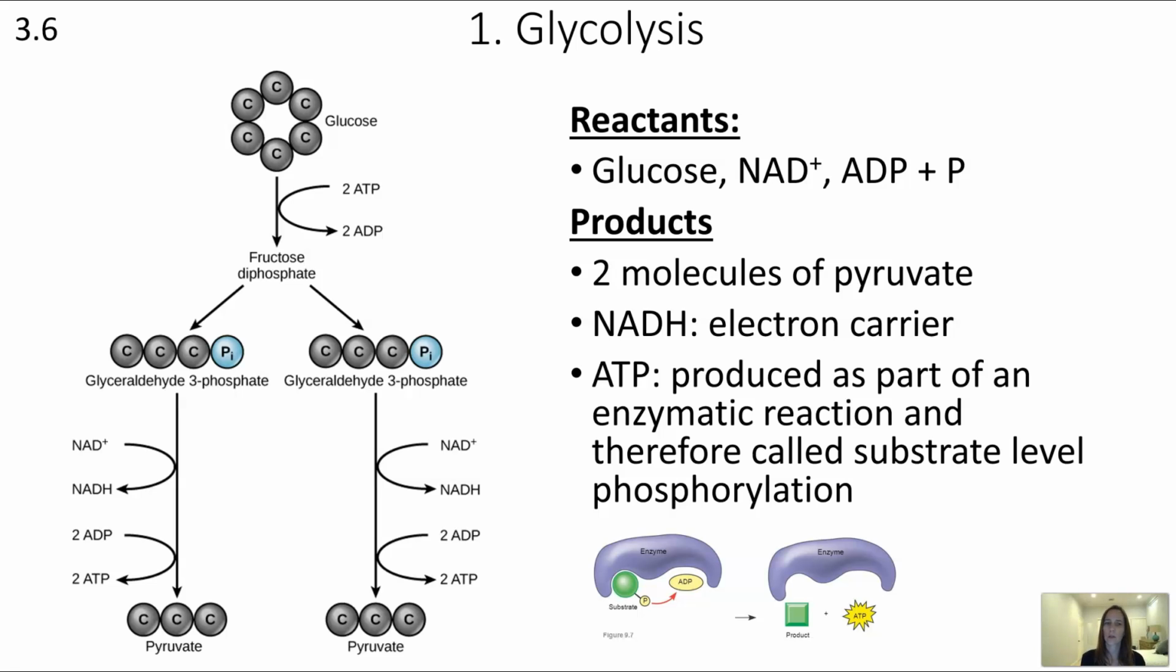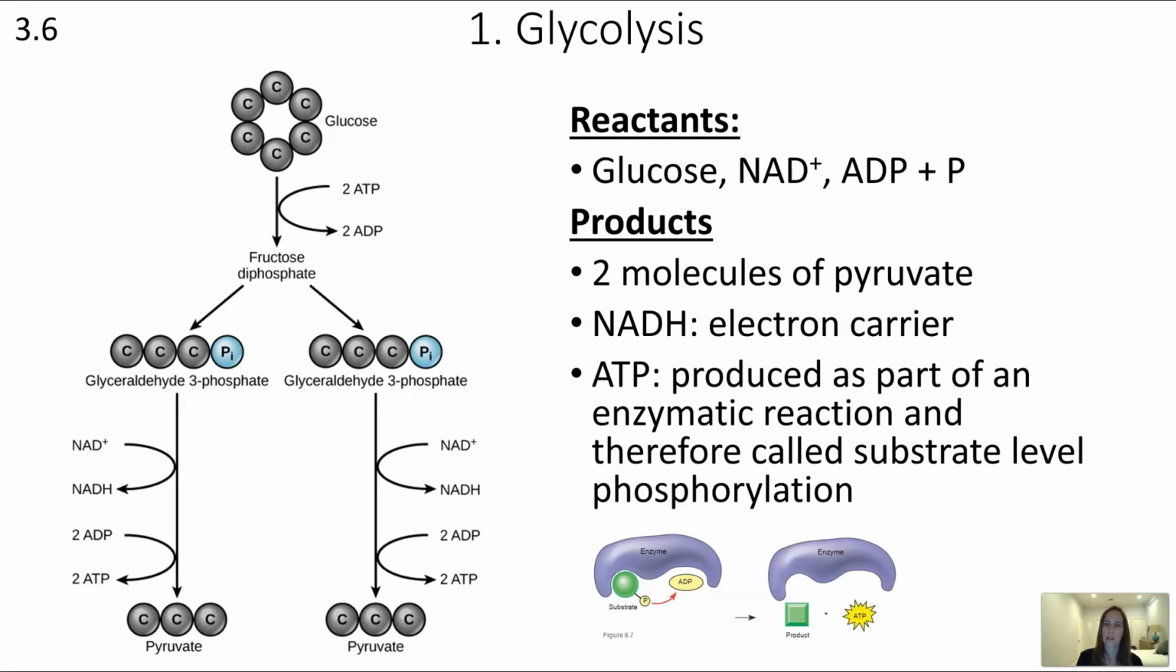So we start with glucose, which is a 6-carbon molecule. We end up with 2 molecules of pyruvate, which each have 3 carbons. So when we're going from one 6-carbon molecule to 2 3-carbon molecules, this is essentially a breakdown reaction, which means that it's catabolic. So we're taking a larger molecule and making smaller molecules. Along the way, we are going to produce some NADH, which is an electron carrier, as well as ATP.